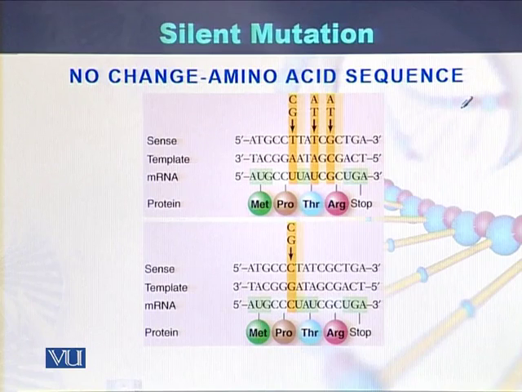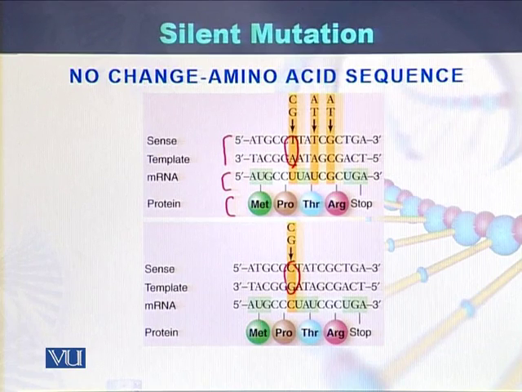This is a second example of the silent mutation. In this mutation, we can see the sequence of the DNA, this is the messenger RNA which is produced from the DNA, and this is the protein sequence. So there was AT in the normal sequence of the DNA, which was replaced by CG. At the DNA level, there is a change. TA is replaced by CG.